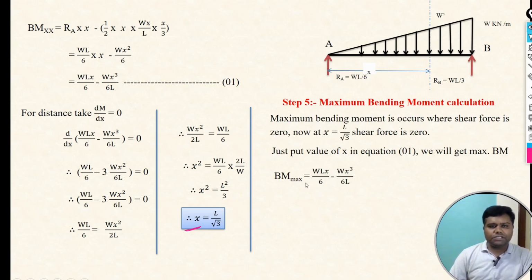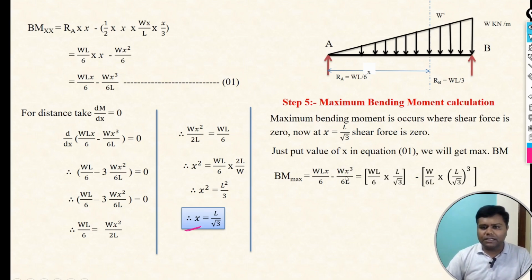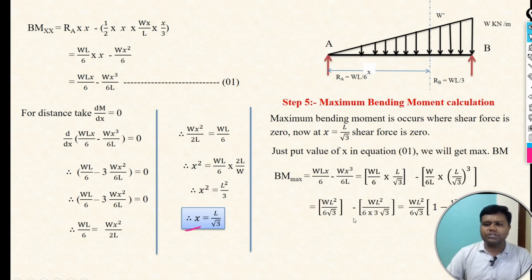So the first equation is what? Bending moment max equals WLX divided by 6 minus WX cube by 6EL. So X is what? X is L divided by root 3. So just put that value: WL by 6 as it is, where X is L by root 3, minus, here also we can see W divided by 6L as it is, and X cube means L divided by root 3 whole cube. So just solve it.